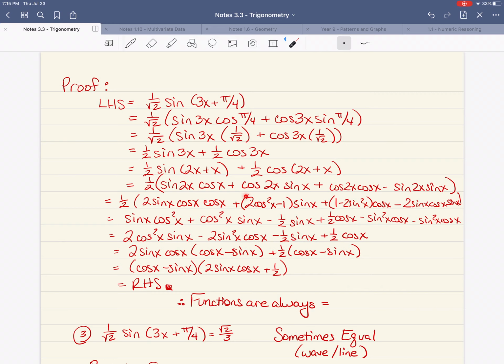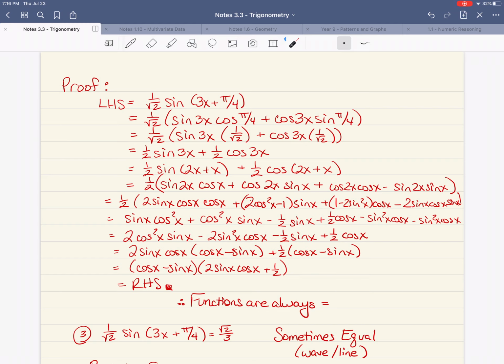Now, for cosine of 2x, it's kind of tricky as to what you do. You kind of have to play with it to know that it's supposed to be this one that you choose. And for this one, that it's this one that you choose. So, you change this cosine x to 2 cosine squared minus 1. And then you get a sine of x here. And then you change this one to 1 minus 2 sine squared, and you get a cosine here.